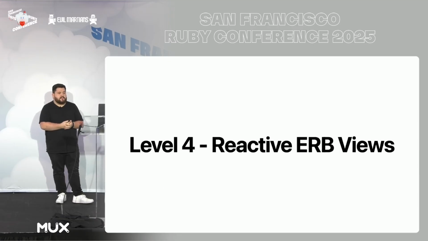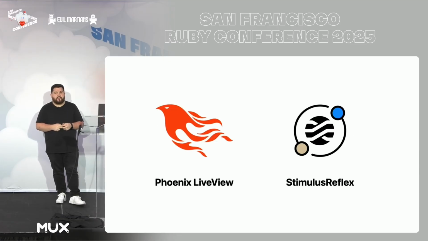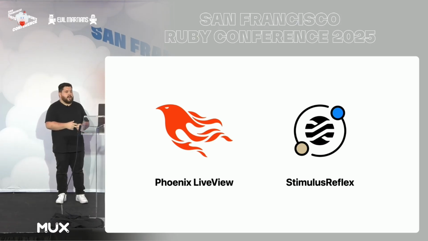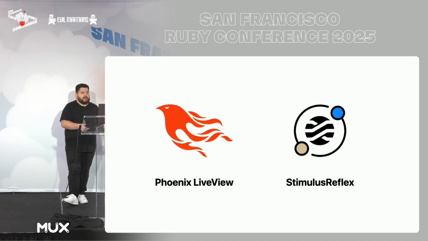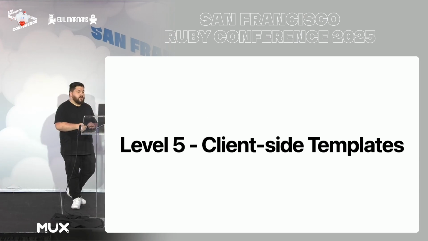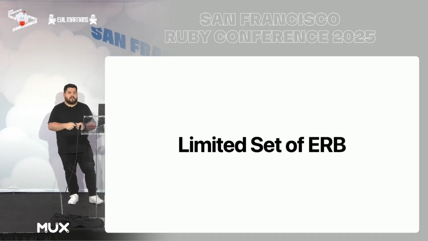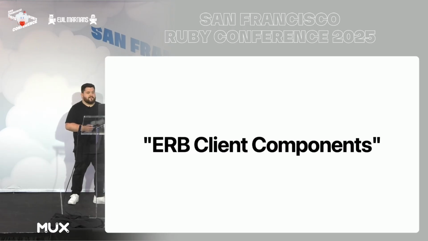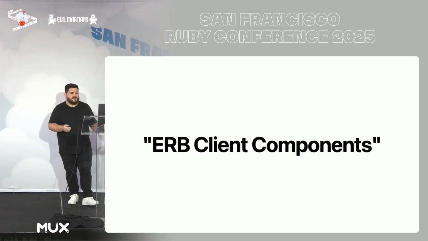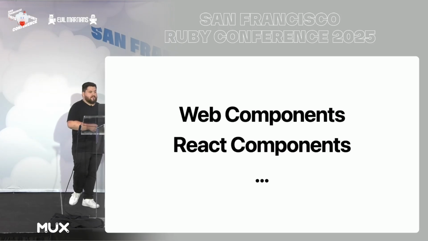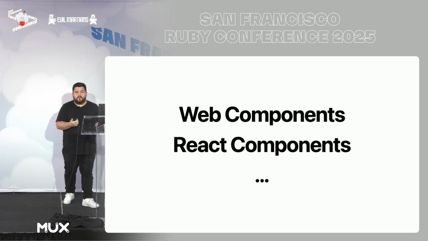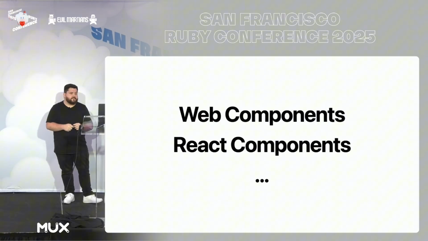Then the reactive templates, which is the idea of taking inspiration from Phoenix LiveView, from Stimulus Reflex, from other libraries like it, and trying to bring them back into Rails now that we have more knowledge about how these tools work. There's a possibility that we can maybe even try to do some client-side rendering now, because we can maybe transpile some of these things. If we limit the set of ERB you can use, you might be able to do ERB client components, whatever that is called, I don't know. Maybe it transpiles to a web component, maybe it transpiles to a React component. It could be anything, really.